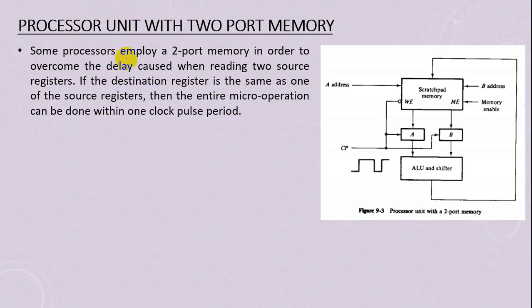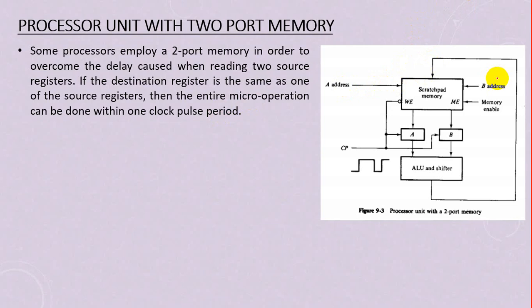Some processors employ a 2 port memory in order to overcome the delay caused when reading 2 source registers. If the destination register is the same as one of the source registers, then the entire microoperation can be done within 1 clock pulse period. In this case, it has two ports, A address and B address. We can read two data items simultaneously.